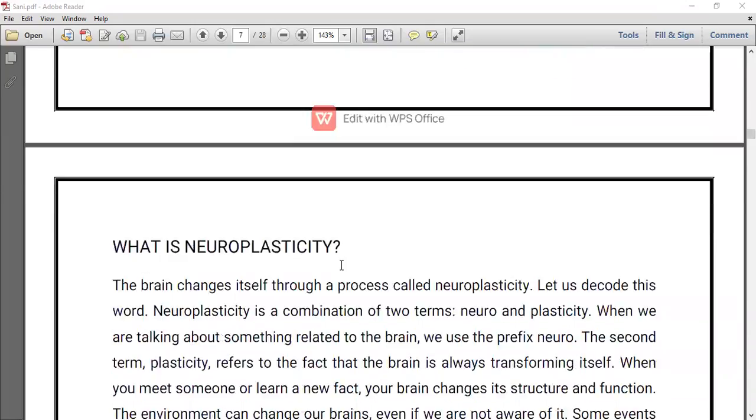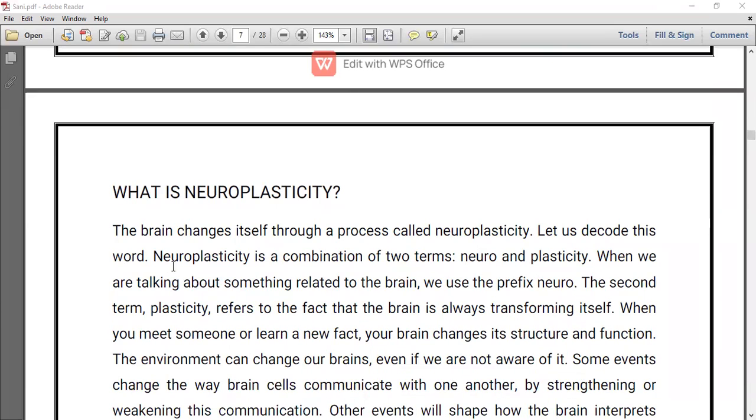So the other one is: what is neuroplasticity? Where is neuroplasticity used? Neuroplasticity is used in the brain. The brain changes itself through a process called neuroplasticity. Let us dissect this word. Neuroplasticity is a combination of two words. One is called neuro and the second one is plasticity.